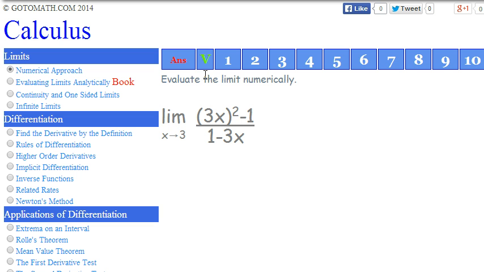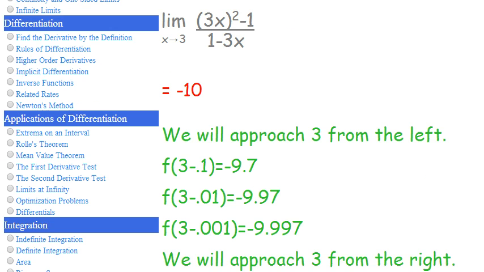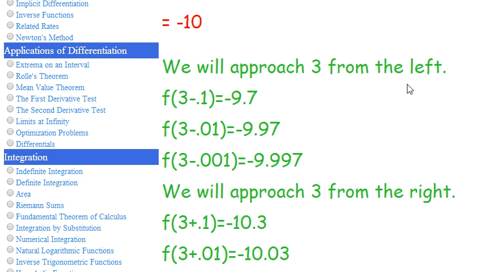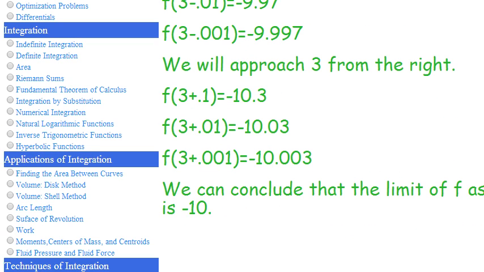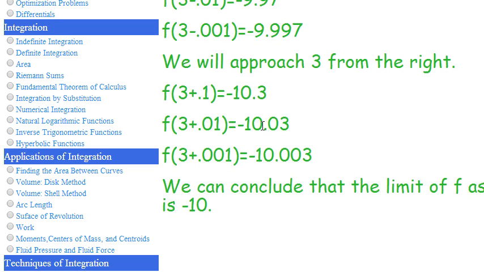Alright, let's see what it says. It says -10. Let's hit help and see what we got. Okay, so we're approaching 3 from the left, and then we approach 3 from the right, and we can conclude that both of these are approaching -10.